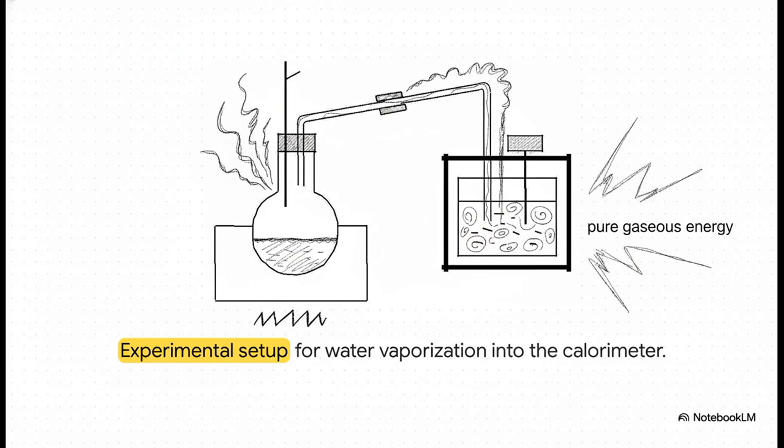As you can see with our setup here, we use a boiling flask sitting on a heating plate as a steam generator. As the water boils, that high-energy steam gets routed straight down a tube and injected right into our sealed water trap. We are literally pumping pure gaseous energy directly into the water, forcing it to violently condense and surrender all that hidden heat right inside our calorimeter.